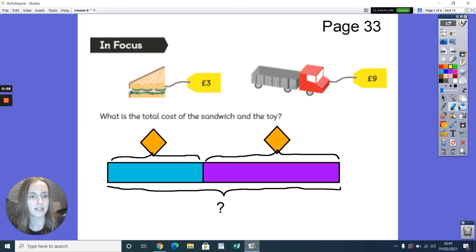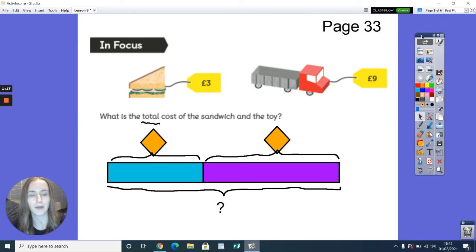And there is a really important word in that question that gives us a clue, and the word is total. So what is the total cost of the sandwich and the toy? If you said that we add the numbers together, you would be correct. So here, we've not done these yet, so I'm not going to worry too much about it. I'm just going to introduce you to it.